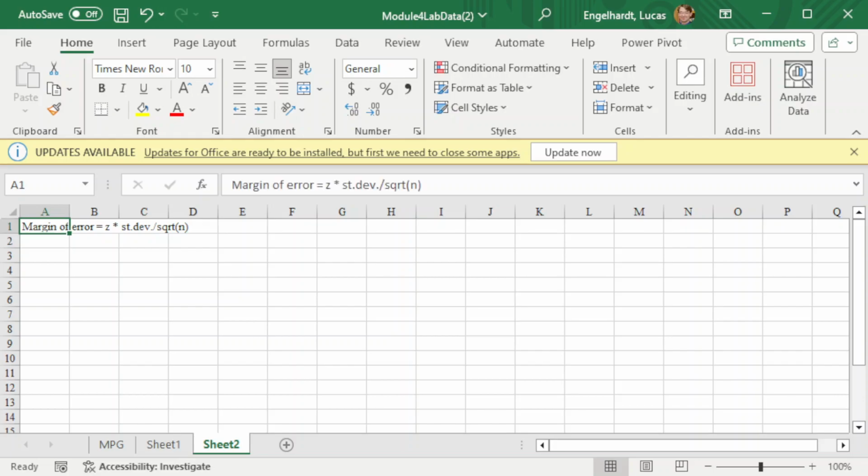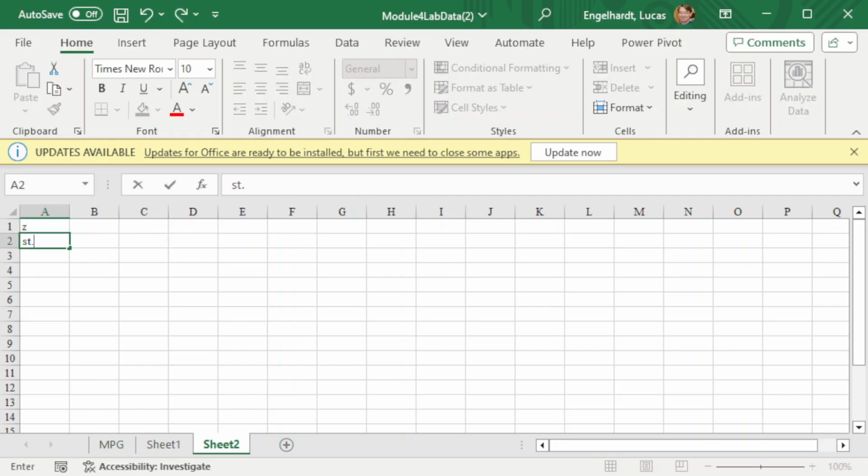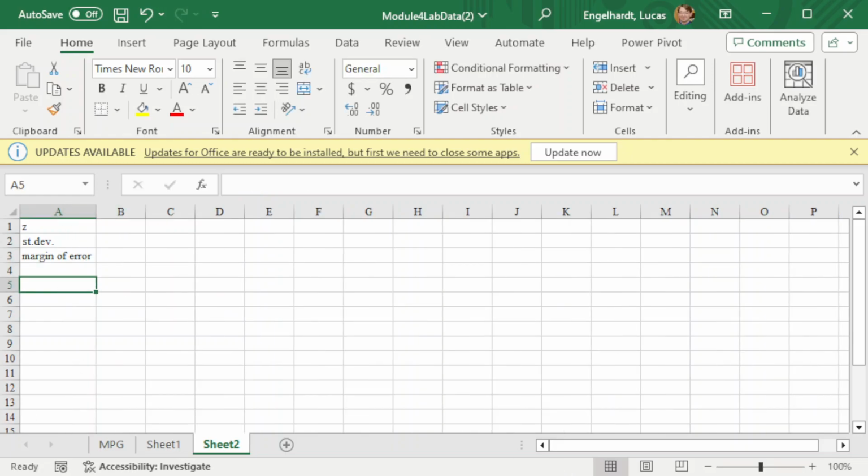So let's go ahead and set up the template to do this. We need those three elements. We need the z-value, we need our standard deviation, that is based on our best guess, because we haven't actually gathered the sample yet. We need our desired margin of error. And then we're going to use those three things to calculate our desired sample size.